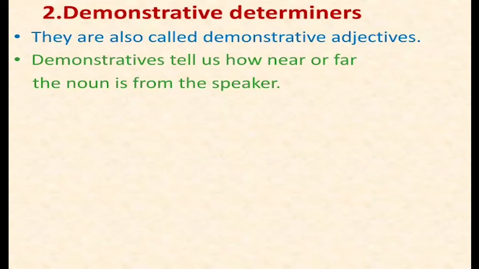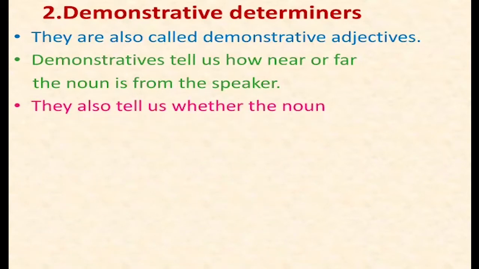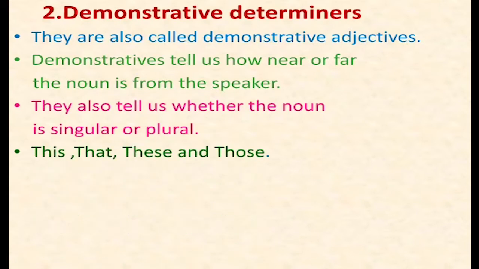The demonstrative adjectives or demonstrative determiners are used to tell about the nearness or whether it is far from the speaker. They also tell us whether the noun is singular or plural, means whether the given noun is singular and near, singular and far, plural and near, or plural and far. This is what is explained by the demonstrative determiners. This, that, these and those are the four demonstrative determiners.